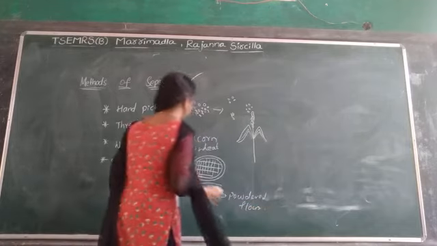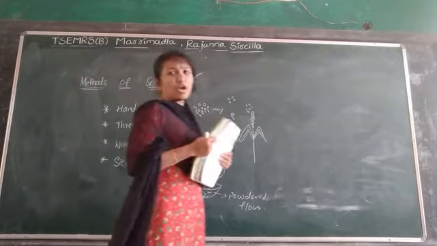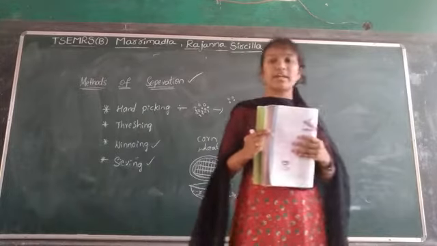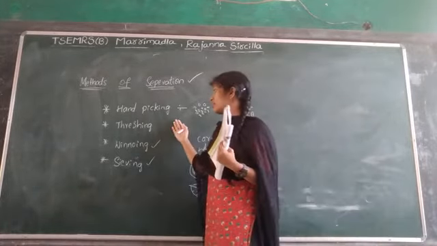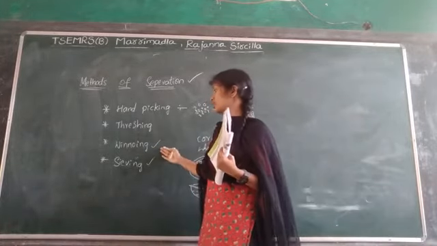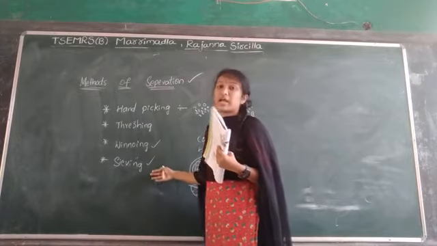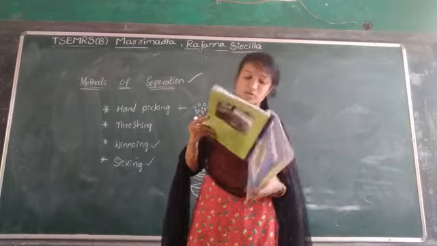These are some of the separating methods you already know from your day-to-day life. The first one is hand picking, next is threshing, next is winnowing, and the last one is sieving. And tomorrow we will continue with the next topic.